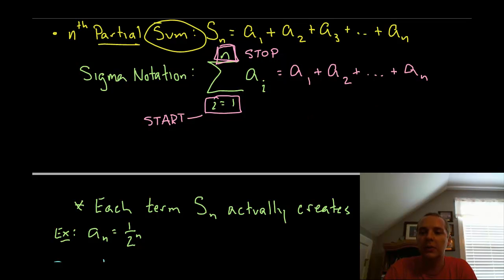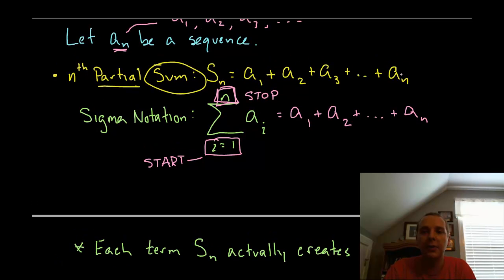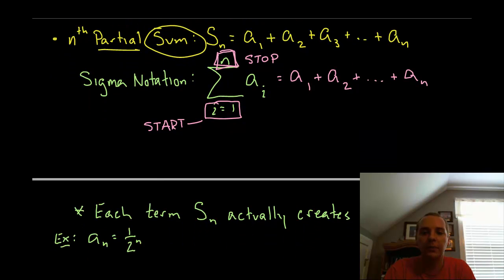So if you had the sum of the first 17 terms, you could condense that as the sum from i equals 1 to 17 of whatever that function is that generates your sequence. So it's a nice little notation there.